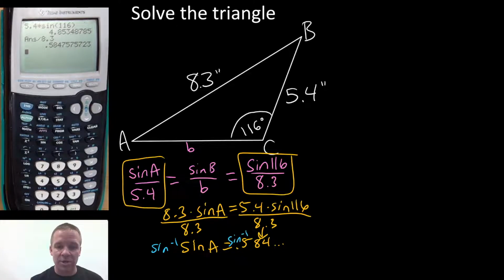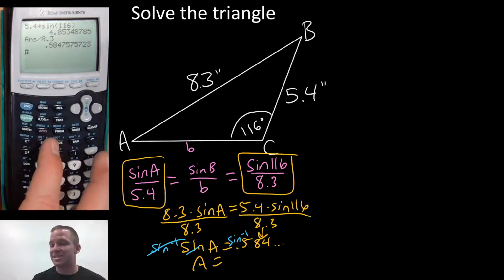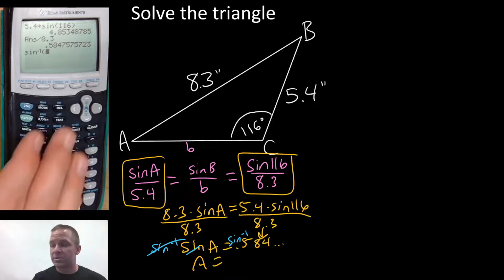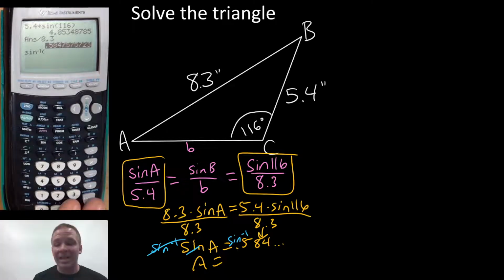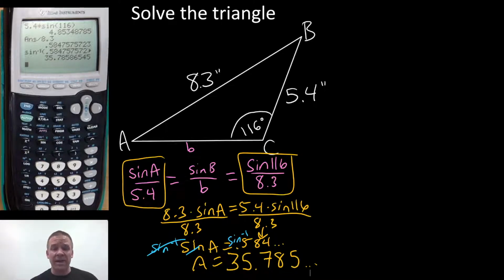And what that's going to do is cancel out my sine, leaving me with just A. But then I'll type that into my calculator, so I'm going to hit second sine, right? I don't want to type all that in, so I'm going to use my arrow up here, highlight that, hit enter. It's going to copy it down. I can close my parentheses if I'd like, hit enter, and I've got 35.785. So that's my unrounded answer there, right? And this is for angle A.